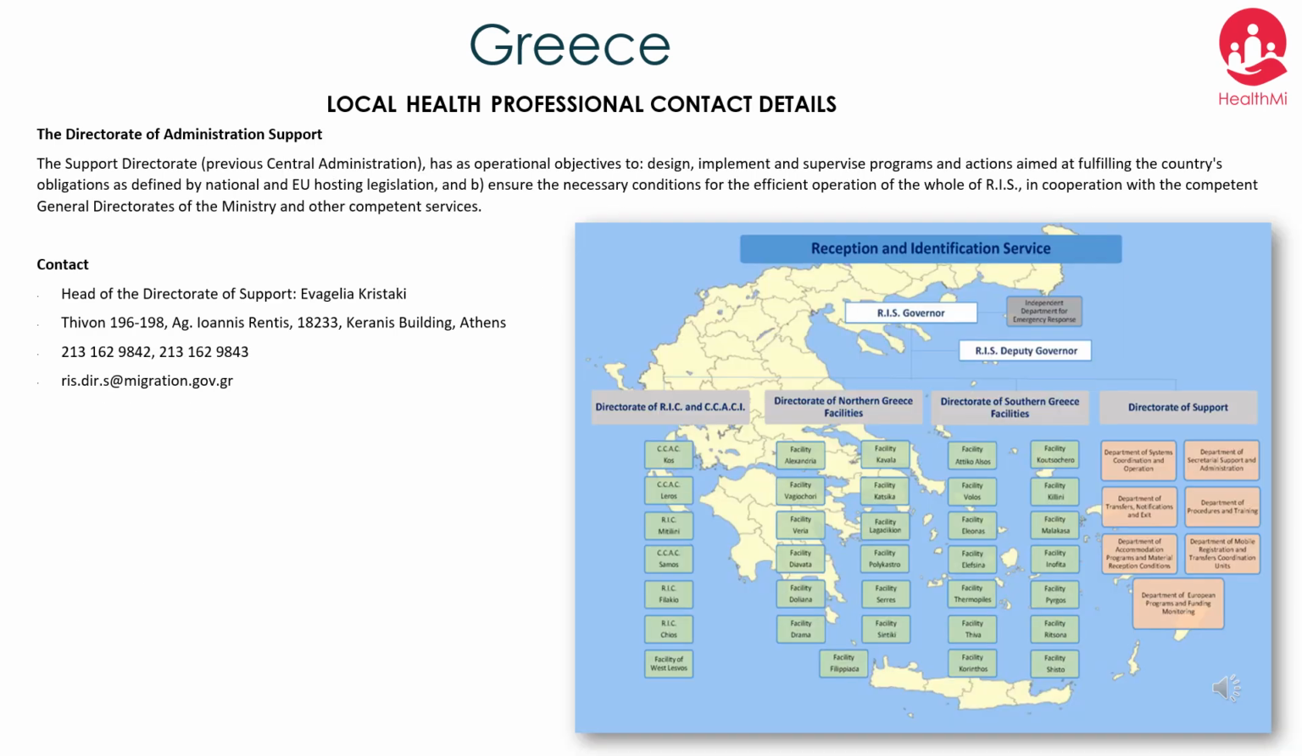The Directorate of Administration Support. The Support Directorate, previously Central Administration, has as operational objectives to design, implement and supervise programs and actions aimed at fulfilling the country's obligations as defined by national and EU hosting legislation, and to ensure the necessary conditions for the efficient operation of the whole of RIS, in cooperation with the competent General Directorates of the Ministry and other competent services.